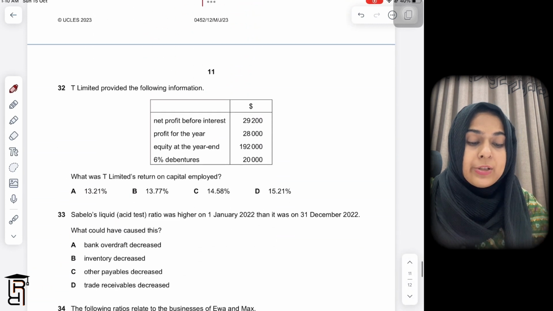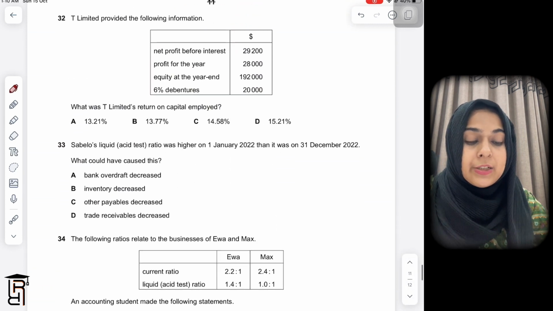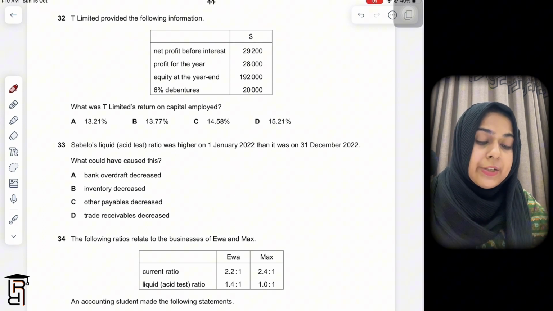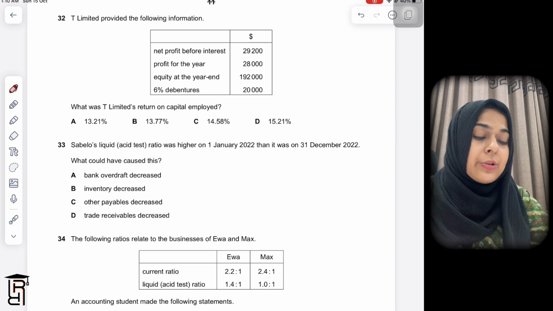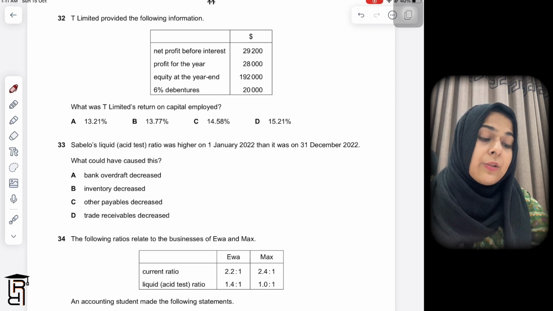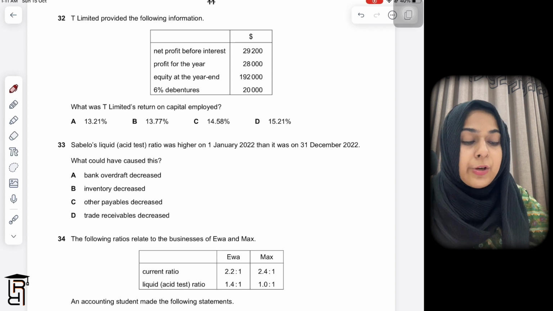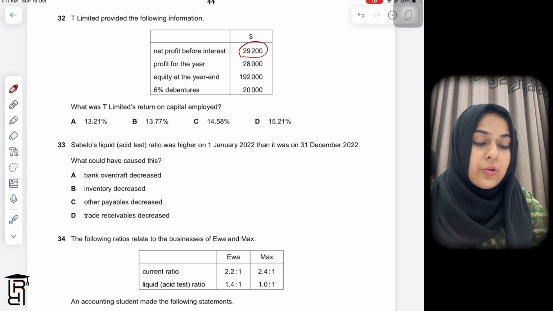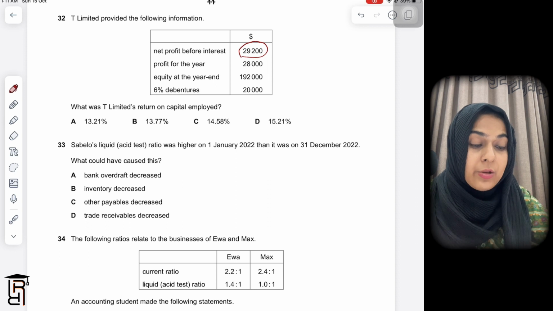Okay, question number 32 is saying T Limited provided the following information. They are asking what was T Limited's return on capital employed. It's very simple, you need to apply the formula of return on capital employed. You need net profit before interest in your numerator, and equity and non-current liabilities in your denominator. So equity here is 192,000, non-current liabilities is 20,000.